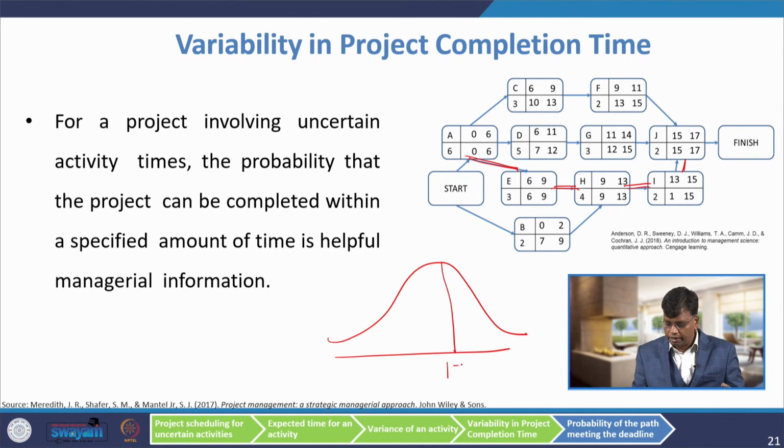Dear students, you should remember, whenever you are studying PERT, two types of distribution come into play. One is the beta distribution: the activity time follows a beta distribution, but the project completion time follows a normal distribution. So, it is 17 weeks or 17 units of time, and the probability of completing this project in 17 is only 50%, or 0.5.